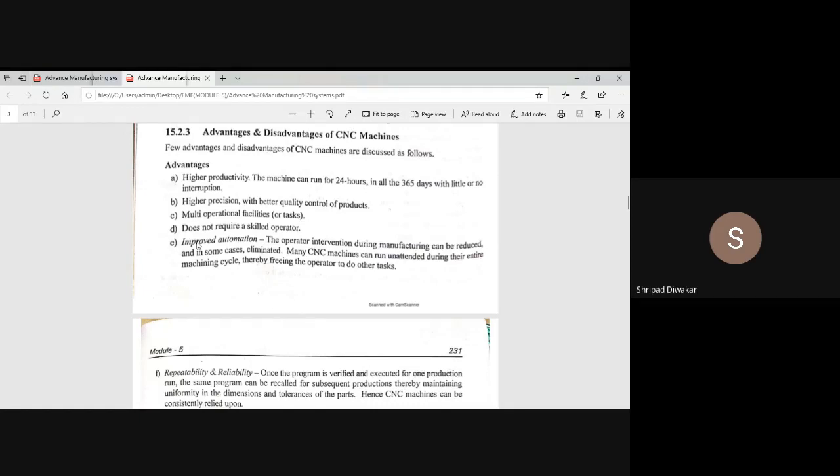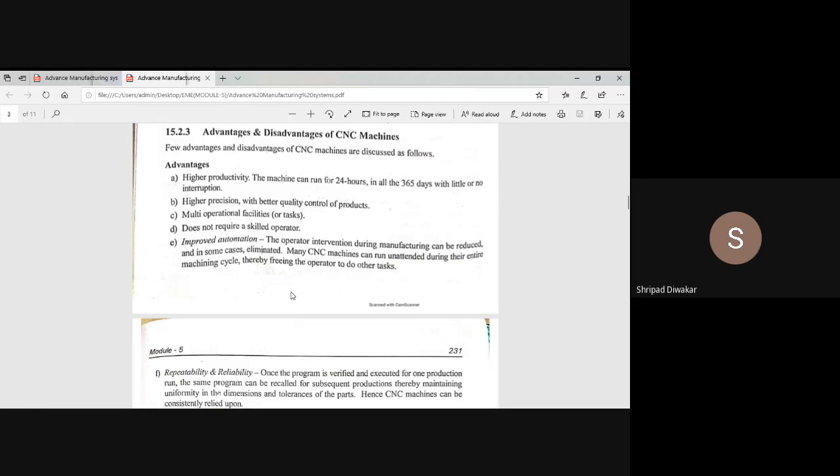Okay, then fourth one is it does not require a skilled operator. A skilled operator is not required, but you remember we need a skilled programmer for CNC machine, because suppose something goes wrong, we will not get accurate operation. Hence the accurate programming is necessary in case of CNC machine, but it does not require a skilled operator.